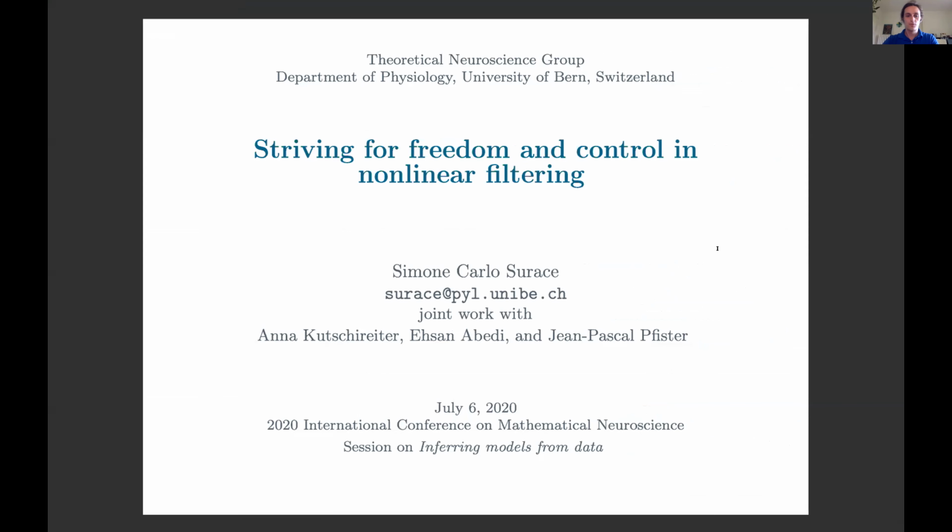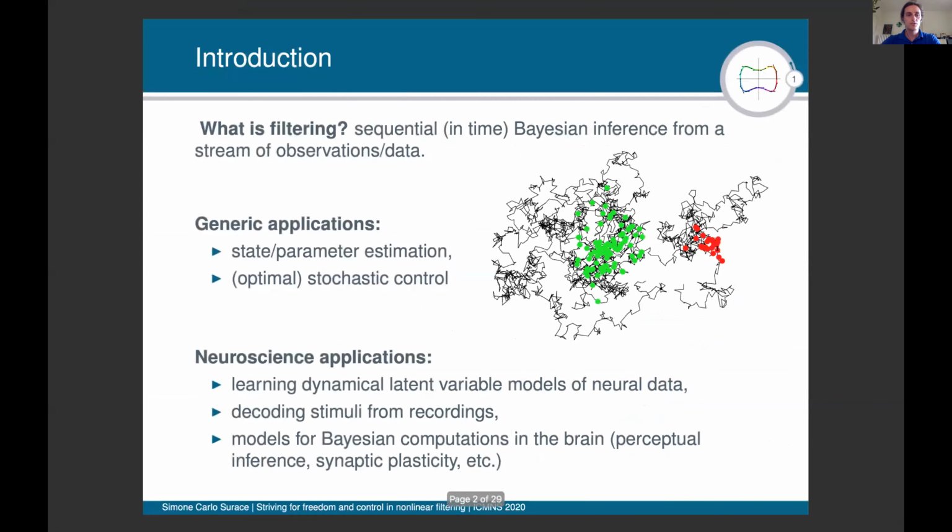So I'm actually a postdoc in Jean-Pascal Pfister's lab, and my talk will be about some theoretical and methodology aspects in nonlinear filtering. When we talk about nonlinear filtering, we actually mean stochastic filtering, which is sequential Bayesian inference from a stream of observations or measurement data. These could be either discrete or continuous time. And some generic applications of this is for state or parameter estimation in latent variable models.